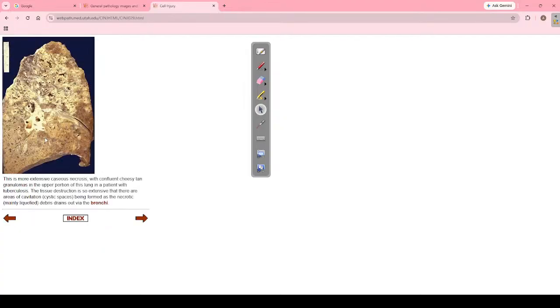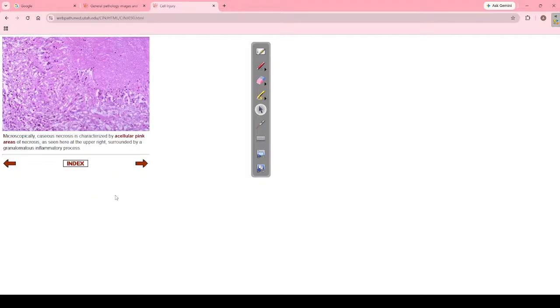And there is an image showing extensive caseous necrosis with cheesy tan granuloma in the upper portion of the lung in a patient with TB. Tissue destruction is so extensive that there are areas of cystic spaces, being formed as the necrotic, mainly liquefactive necrosis drains out via the bronchi. Next, we have a microscopic image characterized by an acellular pink area of necrosis in the upper right, surrounded by granulomatous inflammation. This is an H&E picture.